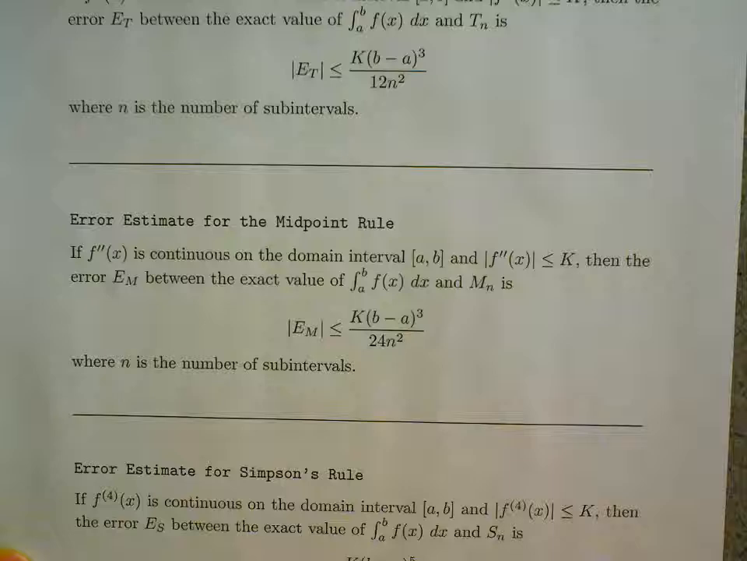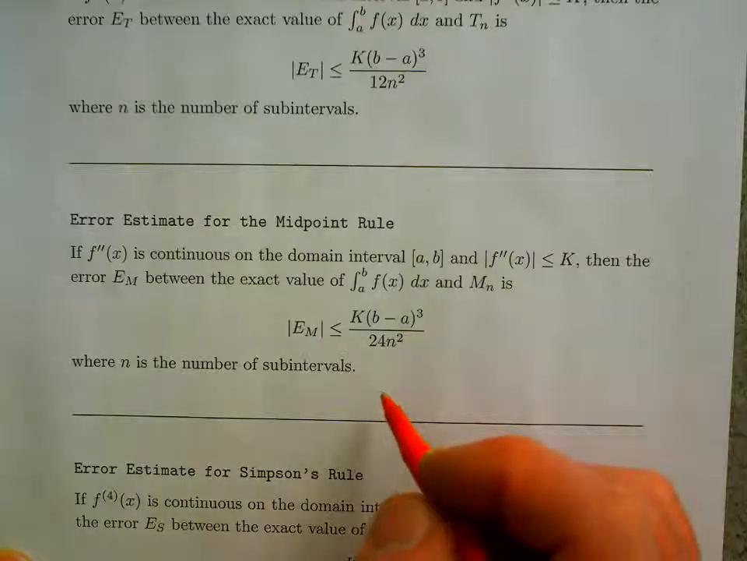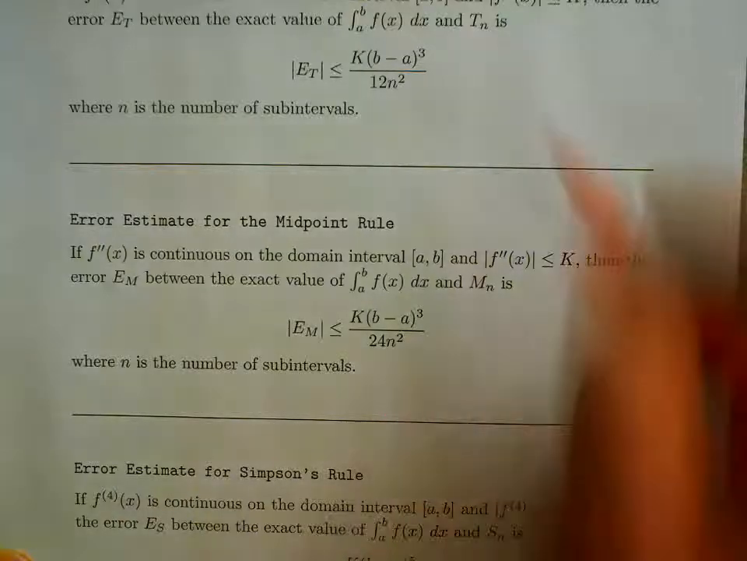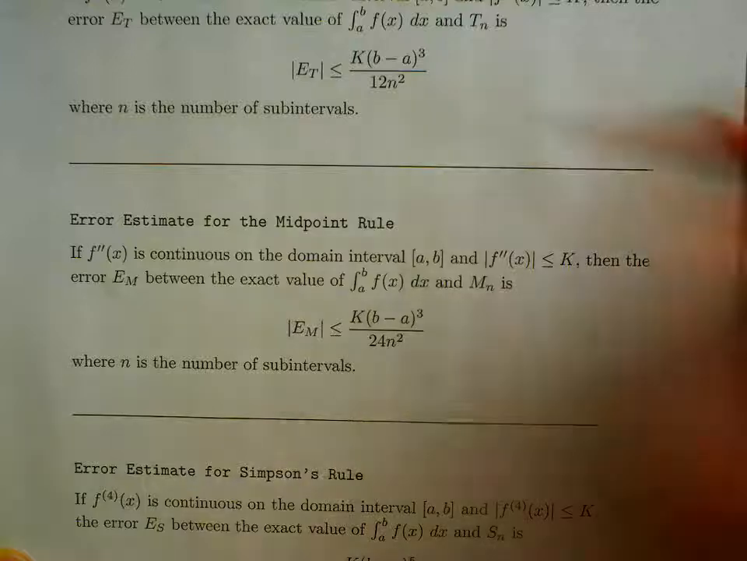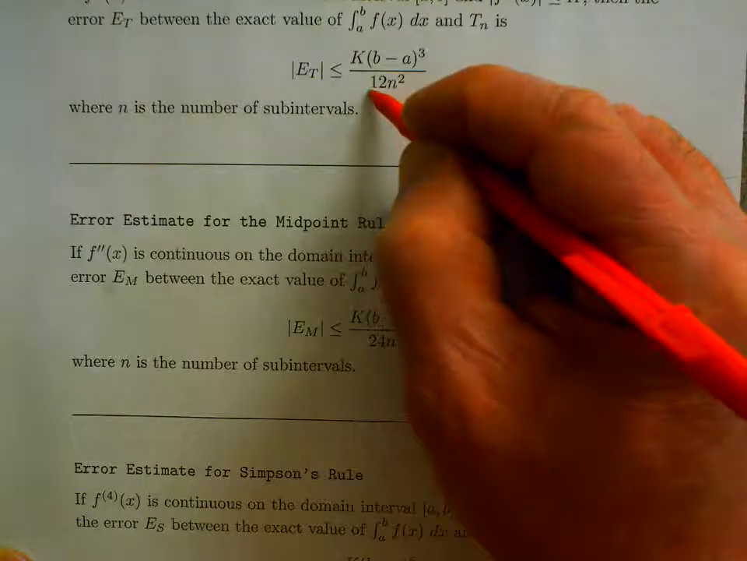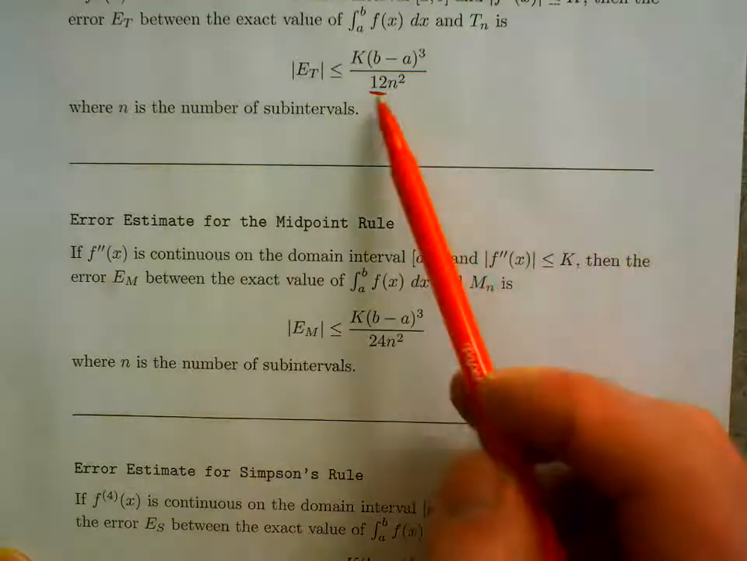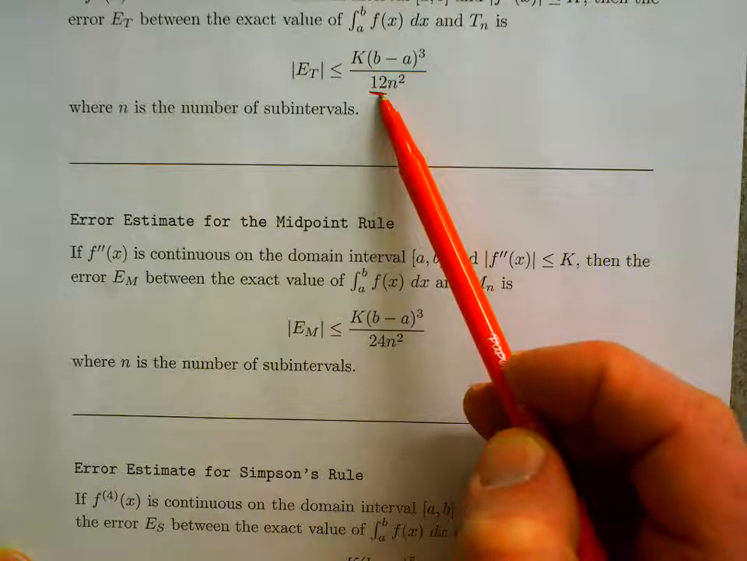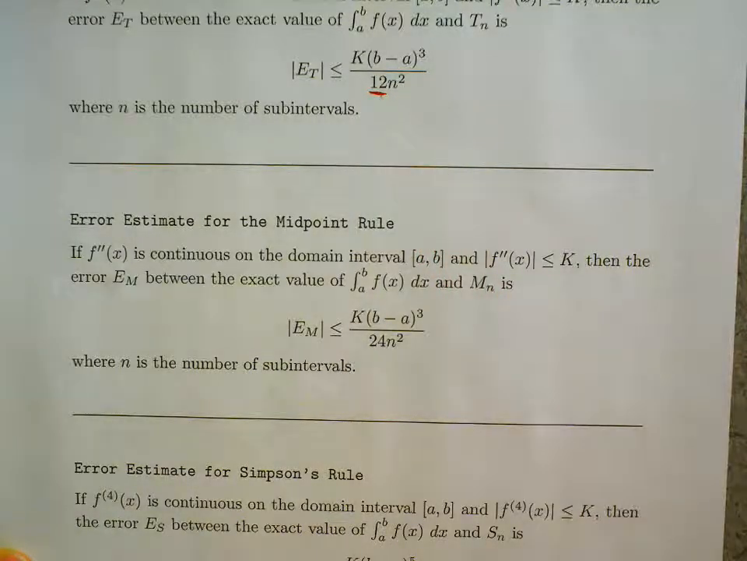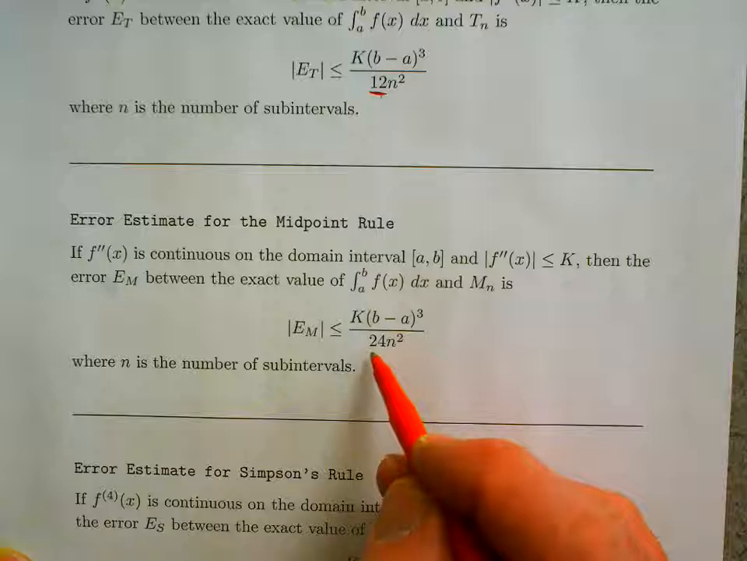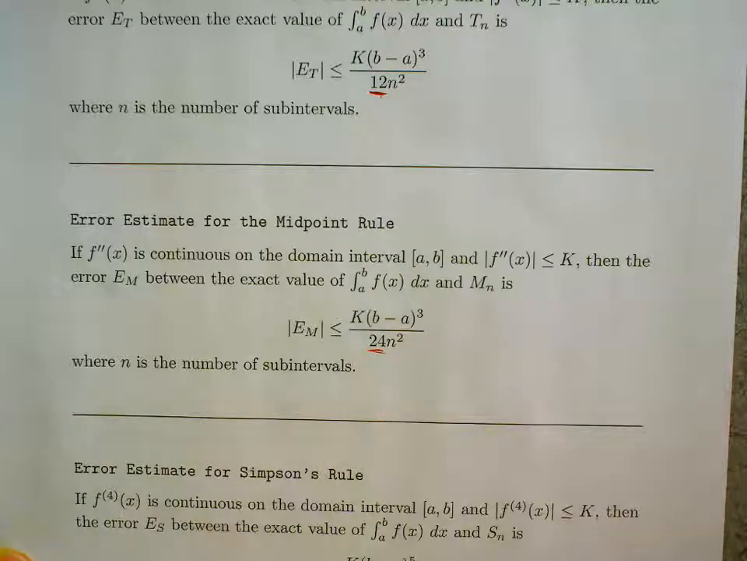Okay, so the only difference between the error estimate for the trapezoidal rule and the midpoint rule, in the trapezoidal rule we have this constant 12 multiplied by n squared in the denominator, and the midpoint rule has 24 instead.